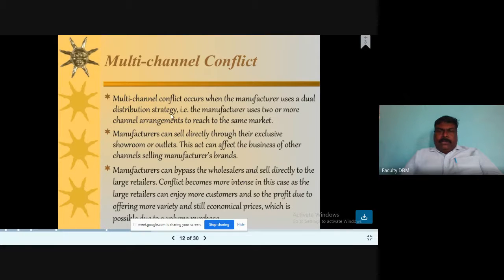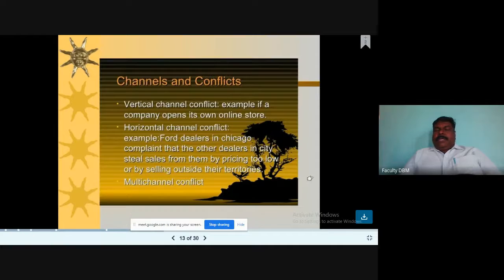The manufacturer uses the dual distribution strategy, using two or more channel agents to reach the same market. The manufacturer can sell directly through exclusive showrooms and outlets, and this can affect the business of other channels. You can see that we have a showroom at one place and a dealer at another place. People will go to the showroom or the dealer; they will go directly to the showroom only if it is very near. The manufacturer can also bypass the wholesalers and sell directly to large retailers. Conflict becomes more intense in this case, as the large retailers can enjoy more customers, so the profit will be economically less. This is what happens in multi-channel.